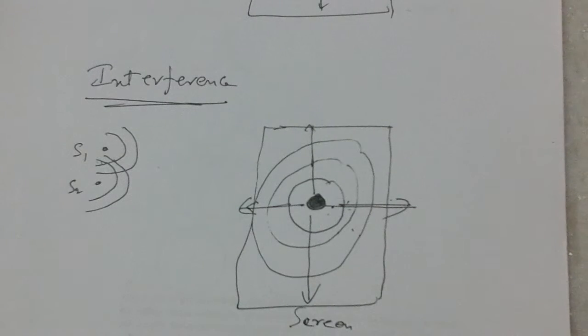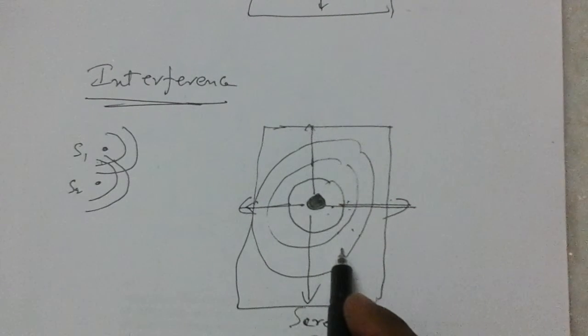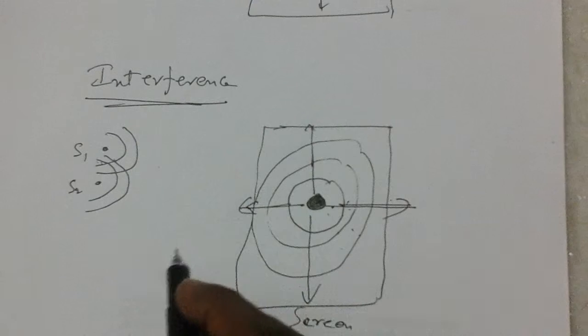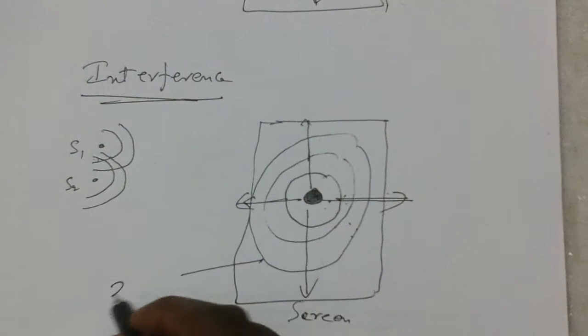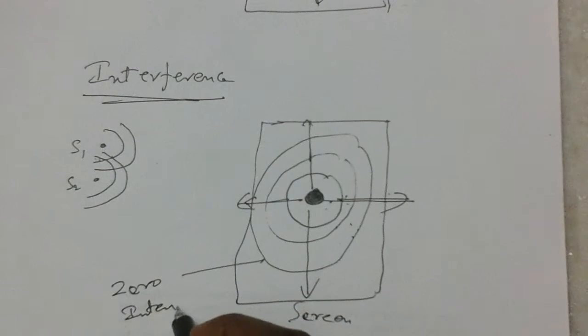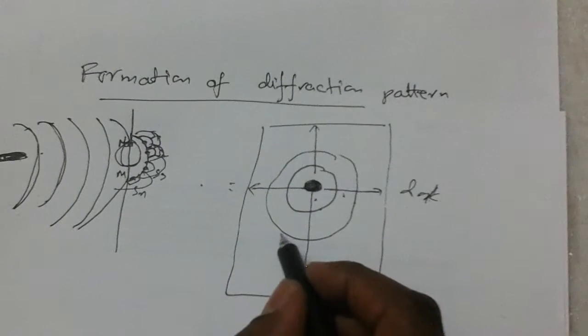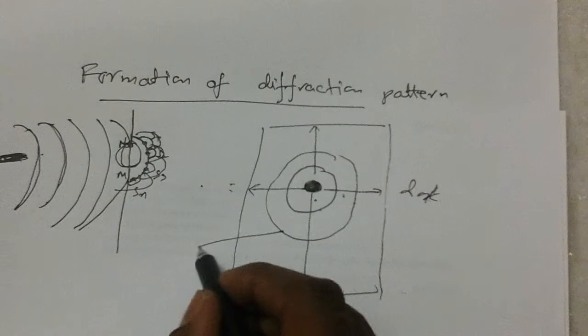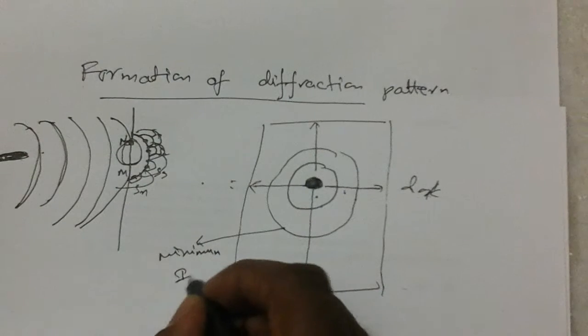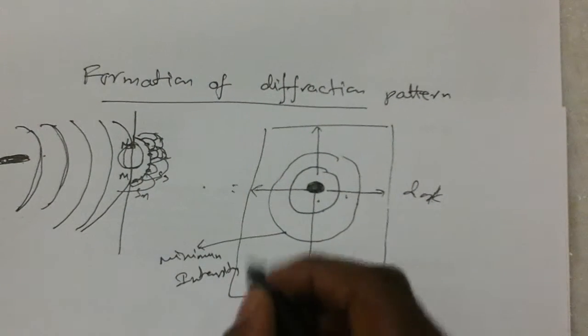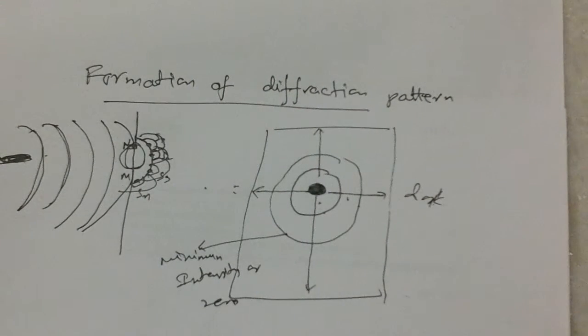But here one thing you have to remember: the bright fringe will be of uniform intensity as you go left, right, down or top. The dark fringe will have zero intensity, or at least minimum intensity, not necessarily zero. You have to remember this.